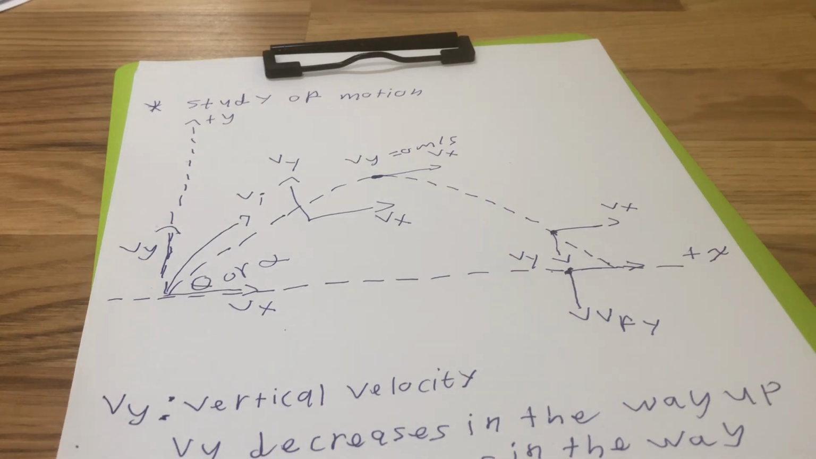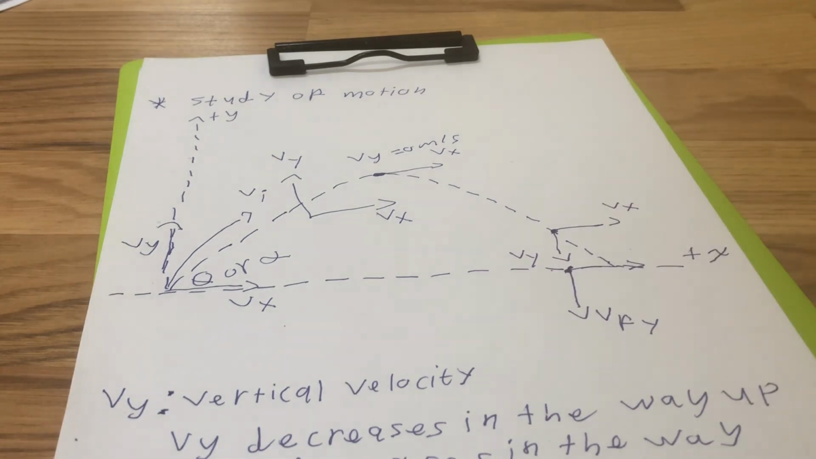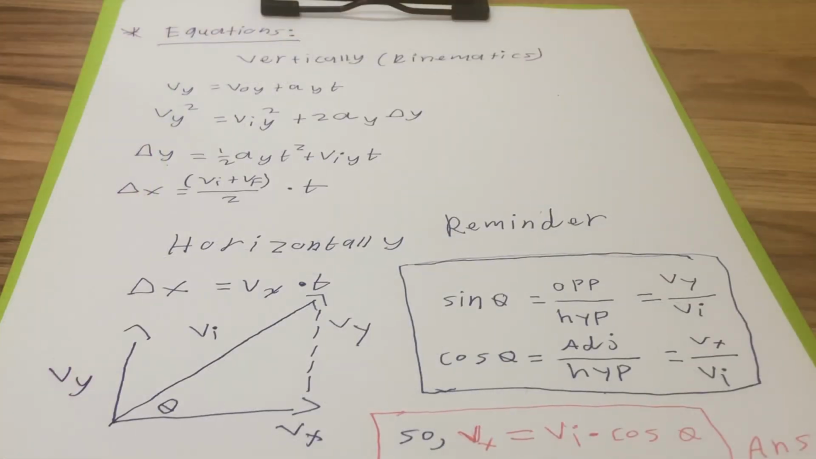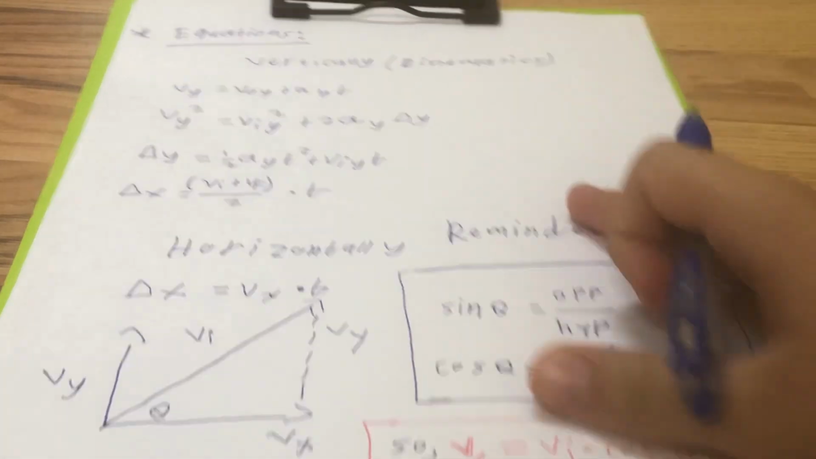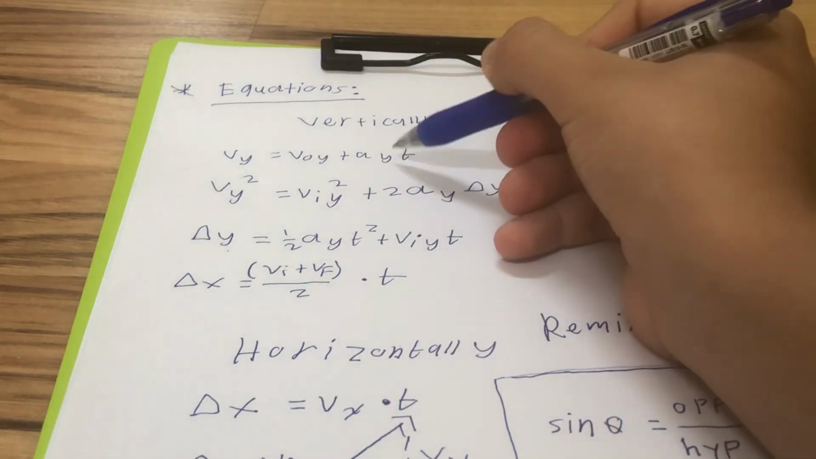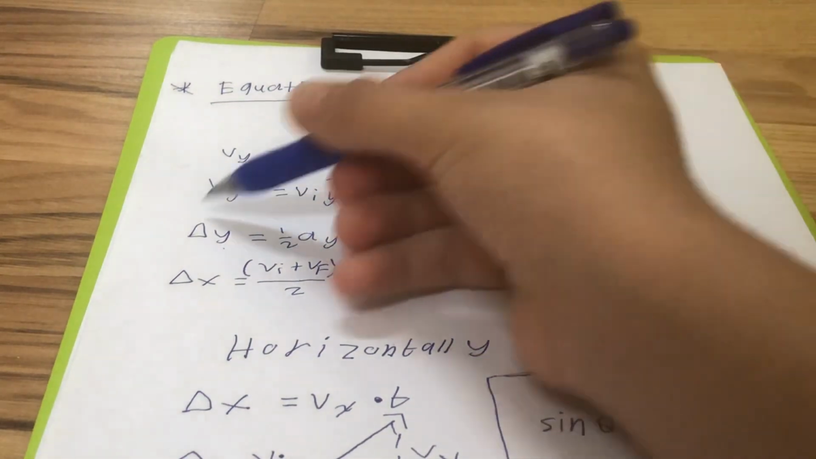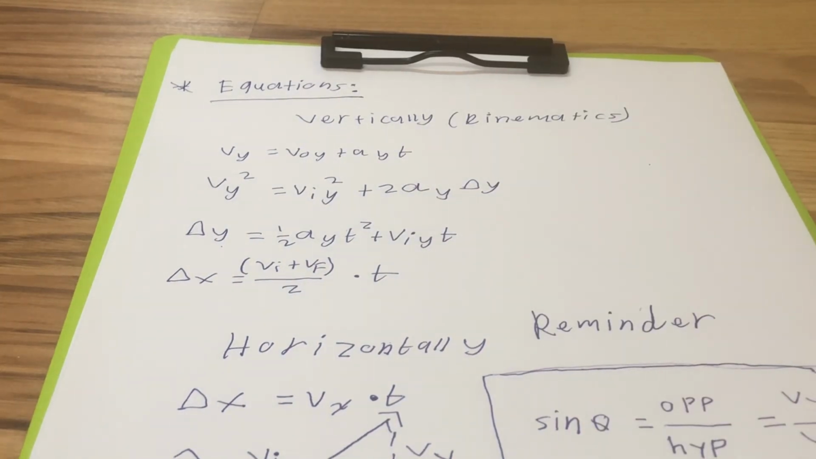Now we're going to see the questions. And Viy or Vy is always 0 meters per second at the top. Take note. Now equations. Vertically, we use kinematics. The kinematics are those formulas, but why did we put a small y sign here, and here, and here? Because here we are talking about the y-axis.